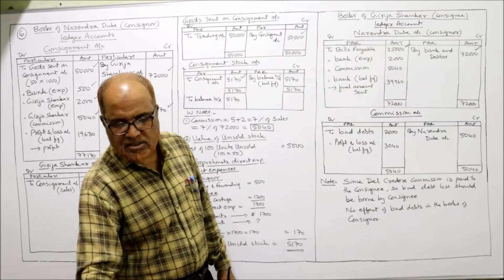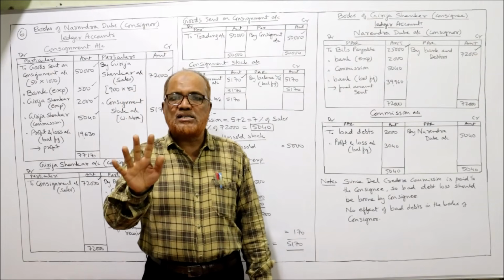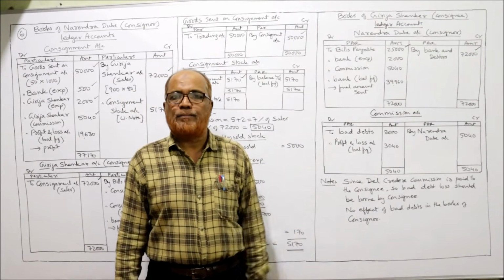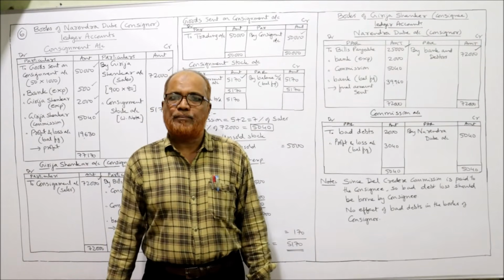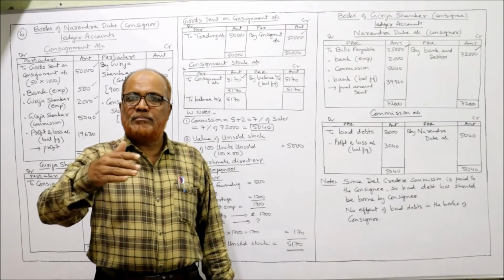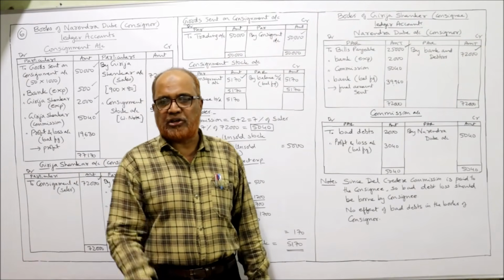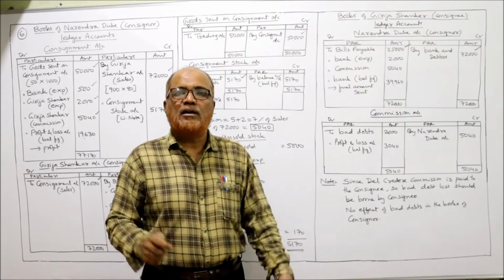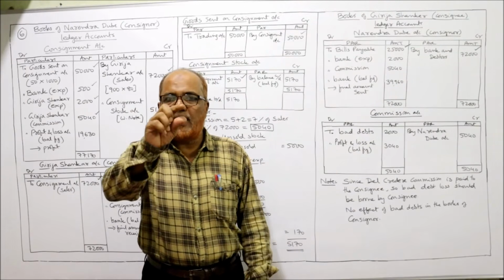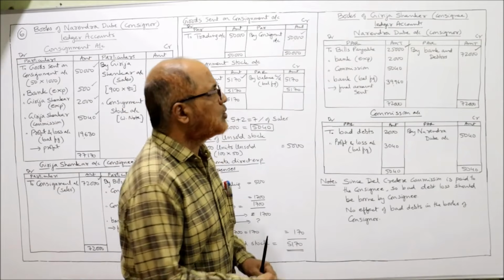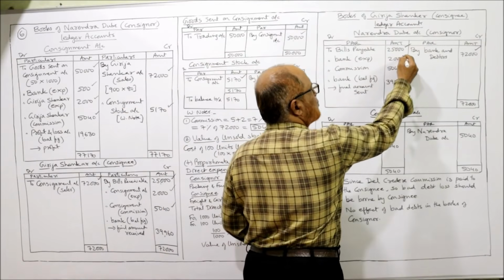Next entry, expenses. 2,000 rupees are spent by Girija Shankar. So entry will be Narendra Dubey account debtor to bank. He is paying the money from bank, so bank should be credited. For whom he is paying the money? He is paying the money on behalf of Narendra Dubey. So Narendra Dubey account debtor to bank. So debit side to bank expenses 2,000.